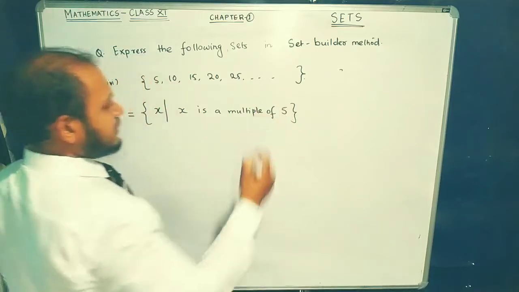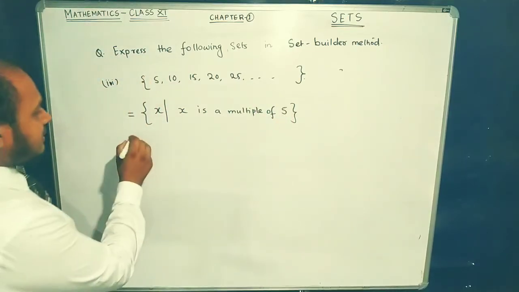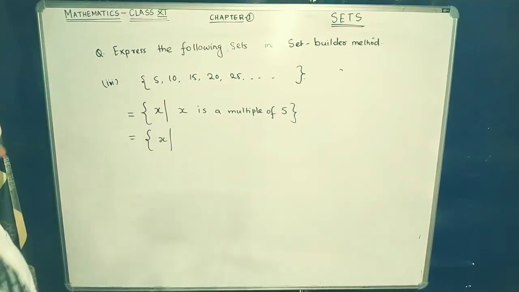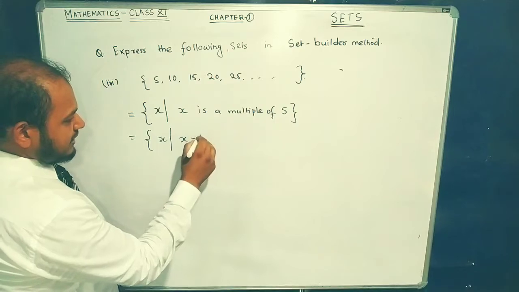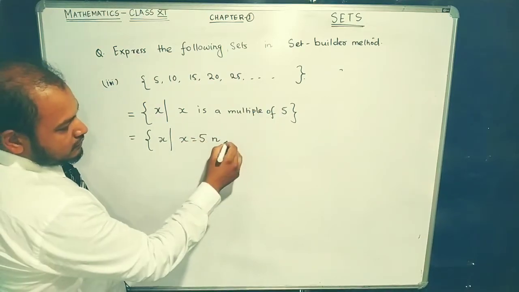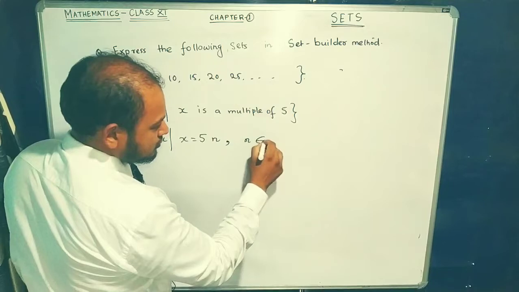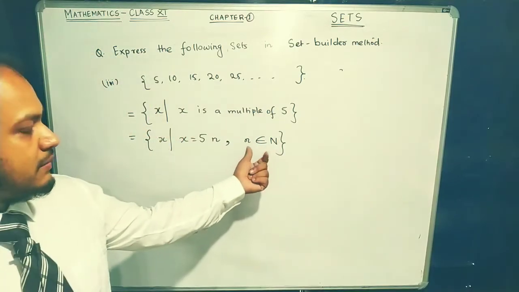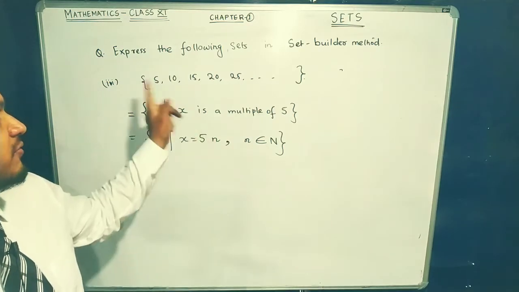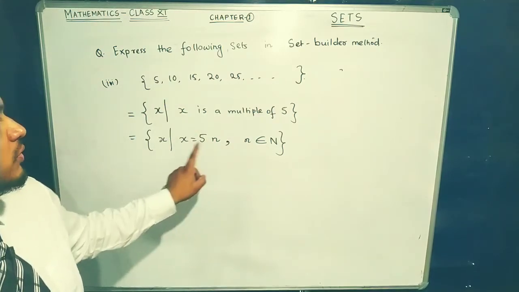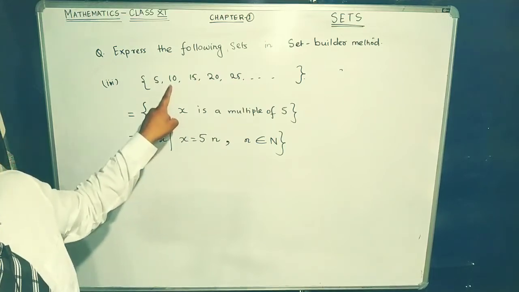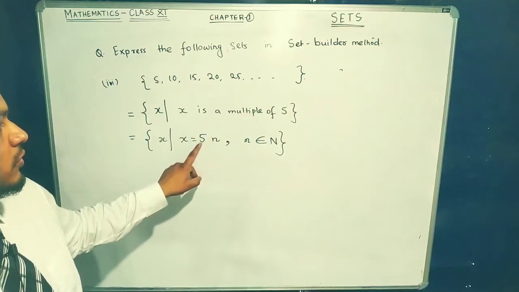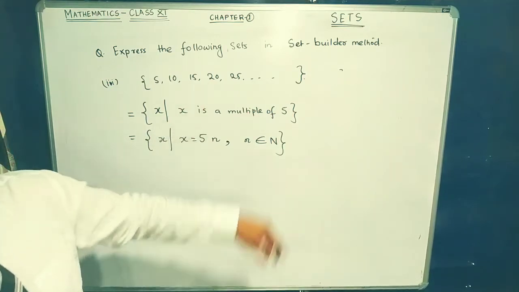Multiple of 5. Or I can write it in mathematical fashion. It is a collection of x's such that x is equal to 5 times n, comma, n belongs to the set of natural numbers. N becomes 1, so x becomes 5 into 1, 5. N becomes 2, x equals 5 into 2, 10. N becomes 3, x equals 5 into 3, 15. N becomes 4, 5 into 4 is 20, and so on.